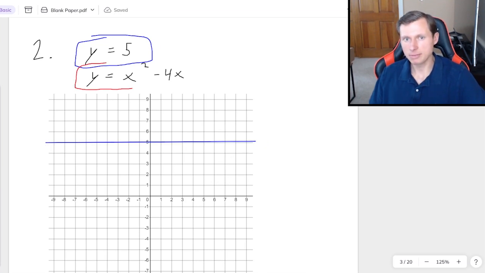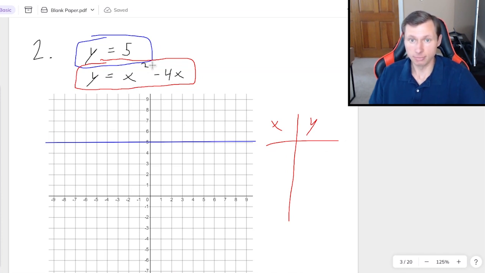And then if I want to graph this equation, there's a few ways I can do it. For instance, one way is to make a table of values with x and y. Another way is to find the vertex of the parabola using x equals -b over 2a, which if you know how to use that formula, then great. If not, I'll explain it really quickly.